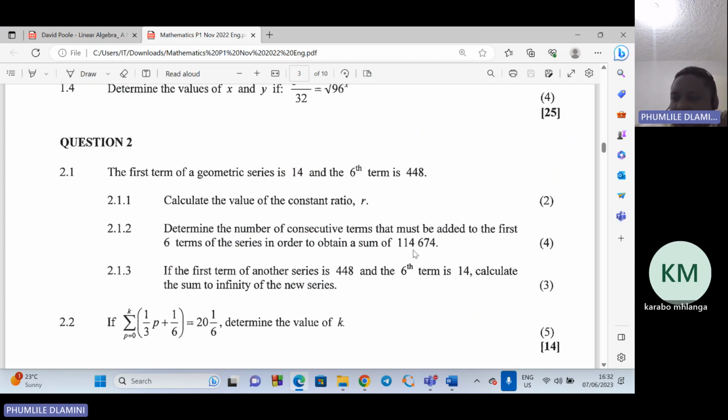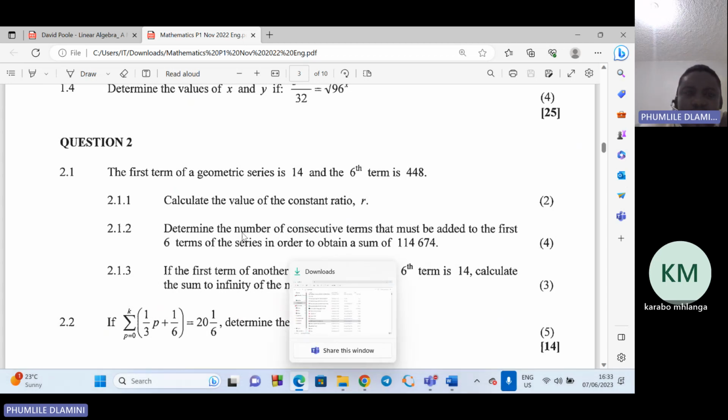In your question paper here, they say the first term of a geometric sequence is 14. The first term of the geometric sequence is 14, and the sixth term is 448. So now what we check here: calculate the value of the constant ratio R. Right? We are given the first term and the sixth term.